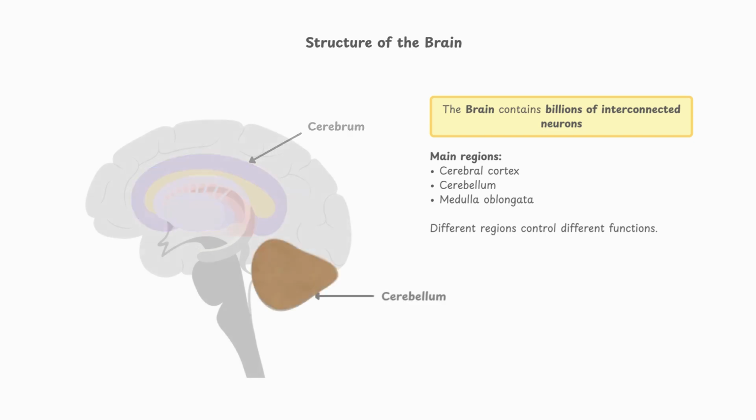At the back, we have the cerebellum. This region plays a key role in balance, coordination, and muscle control, helping us move smoothly and accurately. Below that is the brainstem, which connects the brain to the spinal cord. It controls essential automatic functions such as breathing and heart rate, keeping the body alive without conscious effort.